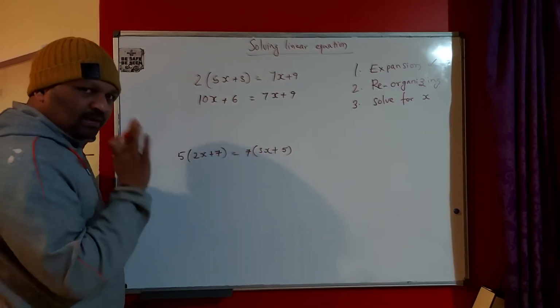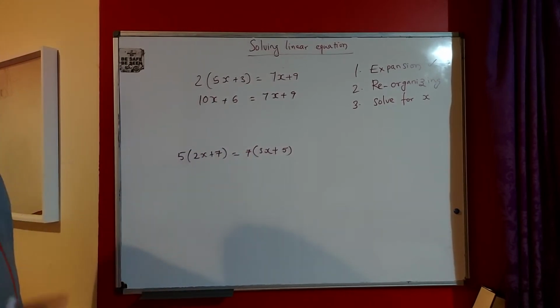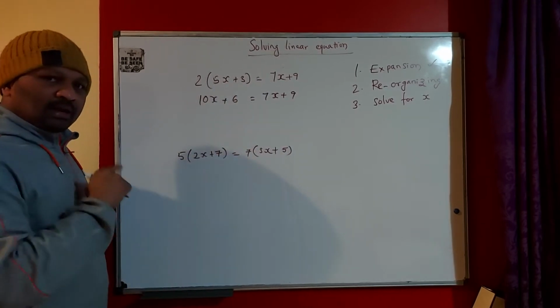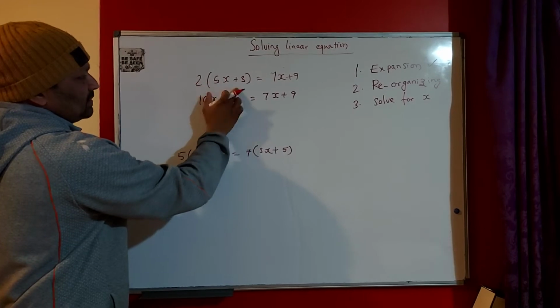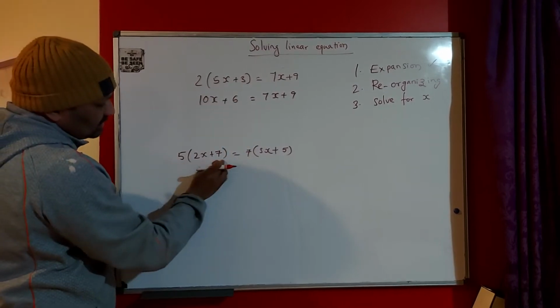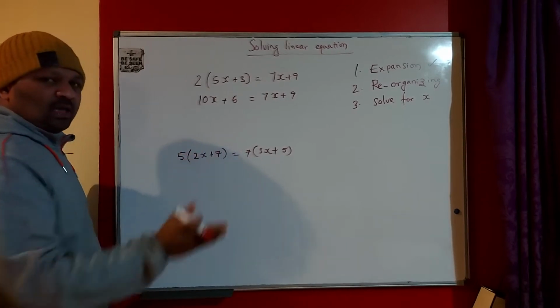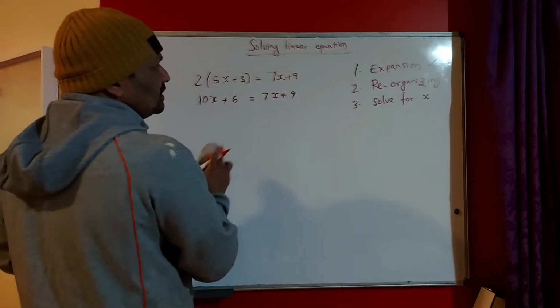Expansion is an optional step, but we have to do expansion whenever you come across a bracket. And depending on where you see the bracket, on that side you have to expand it. In this case, the bracket is only on the left side, so it will be expanded on the left side. In this case, you've seen the bracket on both sides. That is why you have to expand both sides. Okay, fine. The next step, reorganizing.